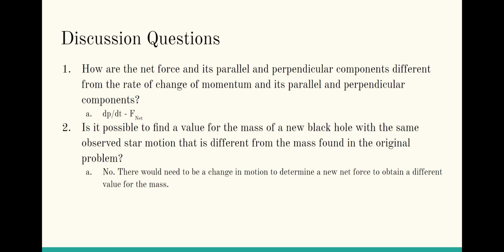It can particularly be seen in the code where the net force components are set directly equal to the change of momentum components. If the star's motion stayed the same, but the mass of the black hole had changed, you would not be able to determine the new mass, as the original mass was calculated from finding the net force from the motion observed. If the motion stayed the same, there would be no difference in the net force and therefore no change in mass.